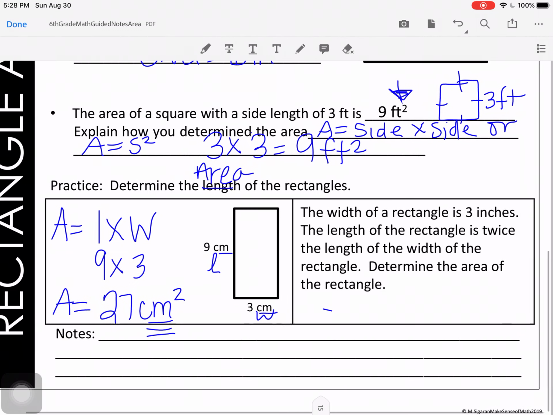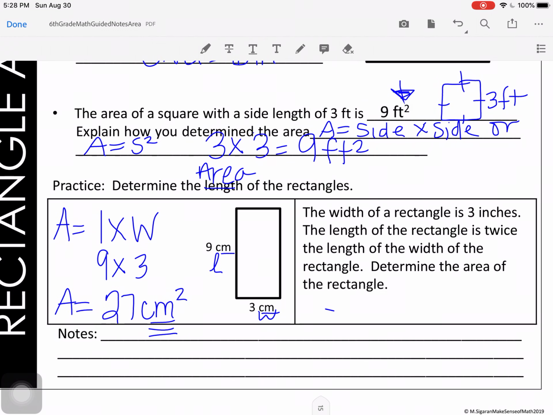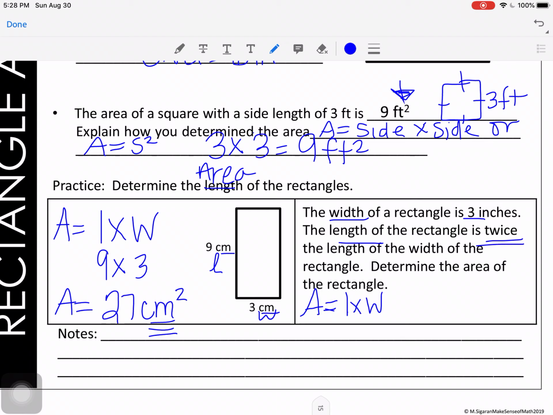Next example. The width of a rectangle is 3 inches. The length of the rectangle is twice the length of the width of the rectangle. Determine the area of the rectangle. So we're going to use the formula again. So area equals length times width. They said the width is 3, and they said the length is twice the width. So twice the width would be 3 times 2, which is 6, times the 3, which represents the width. Multiply, and we get 18 square inches.